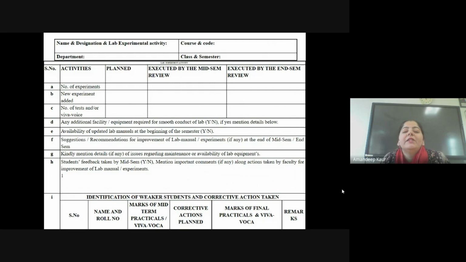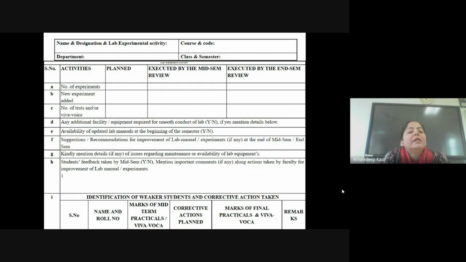Any additional facilities, when the students are working in the laboratory. What different additional facilities or equipment, as per the demand of the work, must be there in the laboratory environment for the smooth conduct of the experiments? If yes, mention the details below.